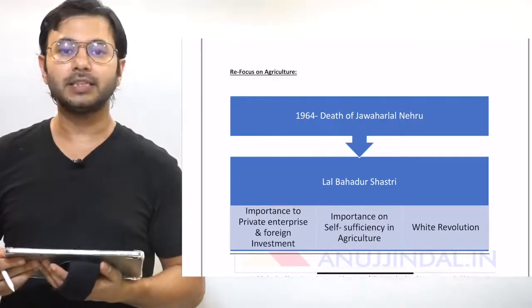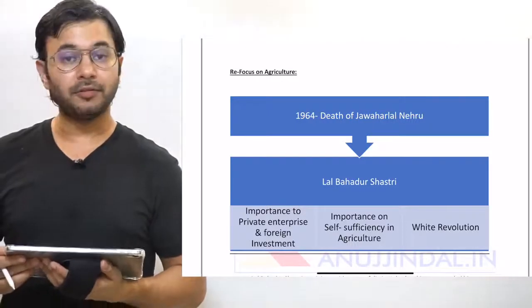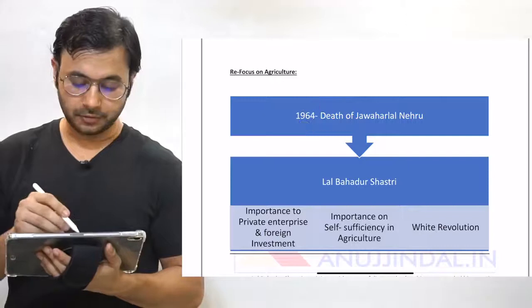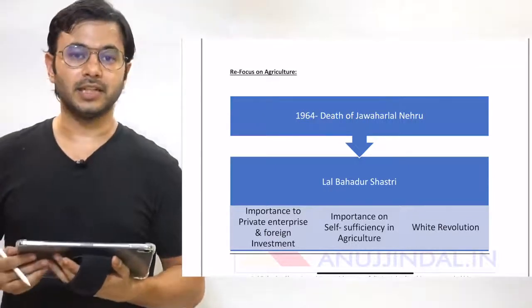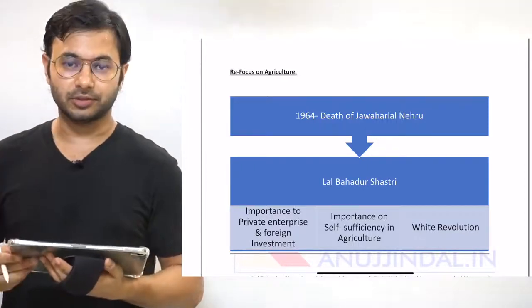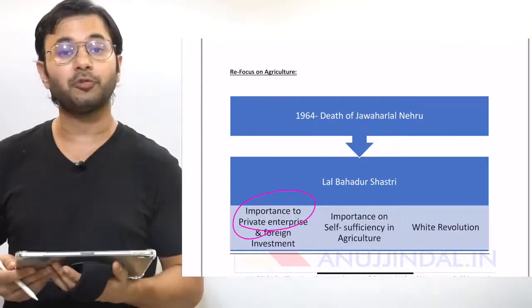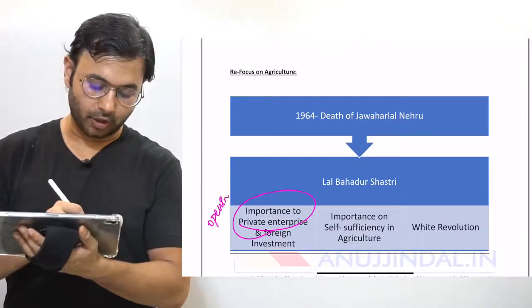I told you that agriculture took a back seat under the Mahalanobis model. What happened in 1964 and how did the Green Revolution start in India? After the death or demise of Jawaharlal Nehru in the year 1964, Lal Bahadur Shastri recreated the entire development model that we followed. He did three major things. Number one, he gave importance to private enterprises and foreign investment, thereby opening up the Indian economy.